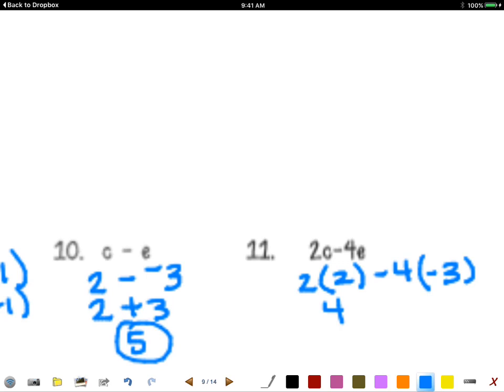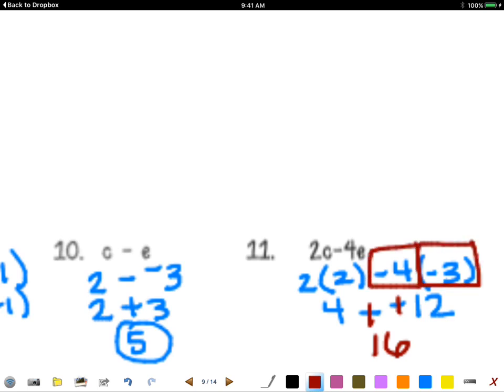you got a couple options here. If you want to bring down this minus sign and then just do 4 times negative 3 and say that's a negative 12, you can do that. And then you have to understand that this minus and this negative make a plus. So 4 plus 12 would be 16. Otherwise, you could have looked at this as a negative 4 times a negative 3 is a positive 12, and you could have written 4 plus 12. Either way, you're still going to get 16.